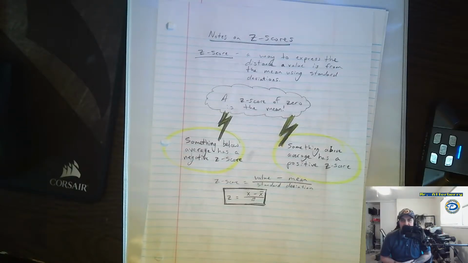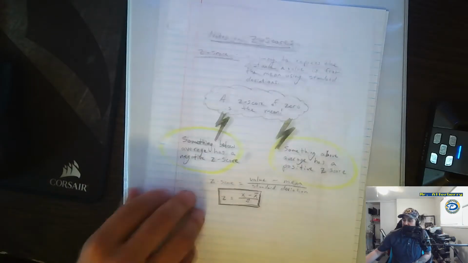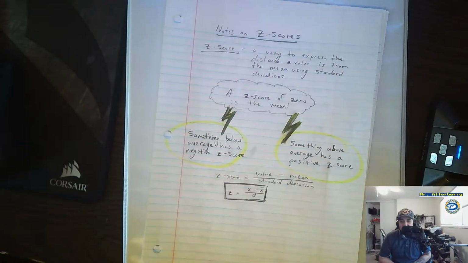A z-score of 0 is the mean. I'm going to scan these and put them into Canvas so you can take a look at this at a closer view if that helps you out, okay?